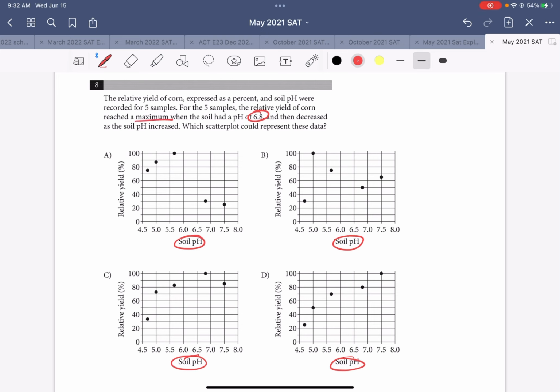Okay. So this one shows the maximum around here, 6.8, right? That's approximately 6.8. And in the other graphs, at 6.8, that's not the maximum. That is not the maximum. That is not the maximum. Okay, so the answer is C.